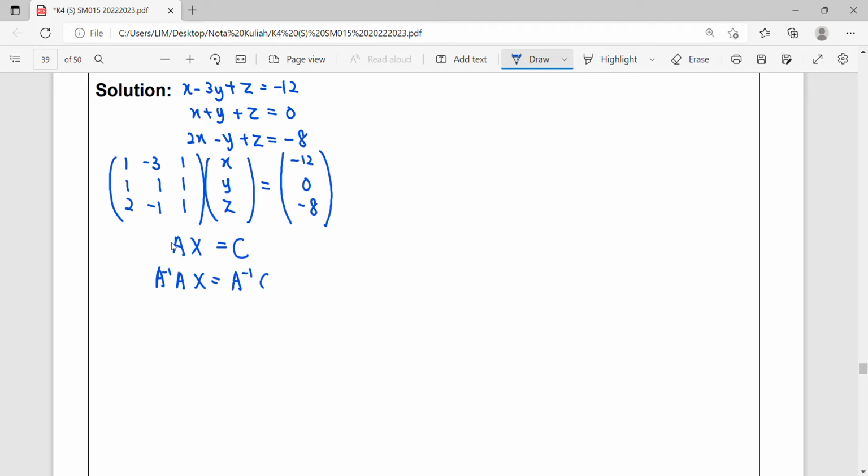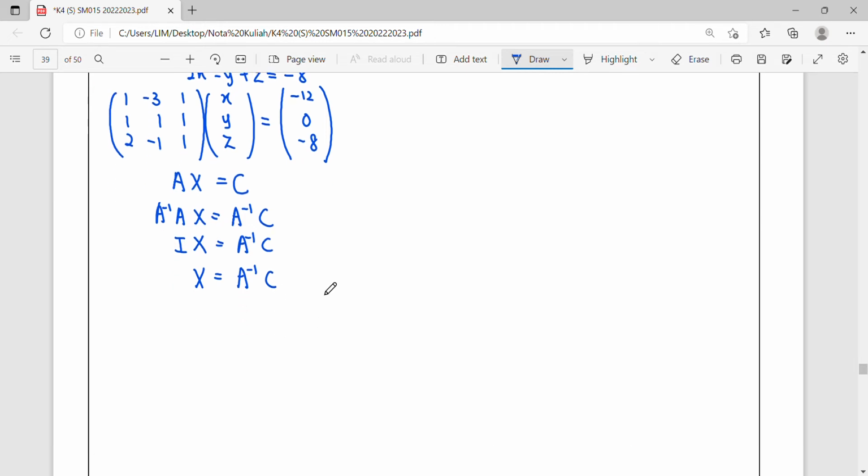So A inverse with A will give us identity. For the right hand side, A inverse will multiply with C. Then we continue to simplify. Identity times the unknown matrix gives us the unknown matrix. So we can obtain our unknown matrix x, y, z by using A inverse times C. So now we're going to find our A inverse. In order to find A inverse, we can choose the adjoint method or ERO.